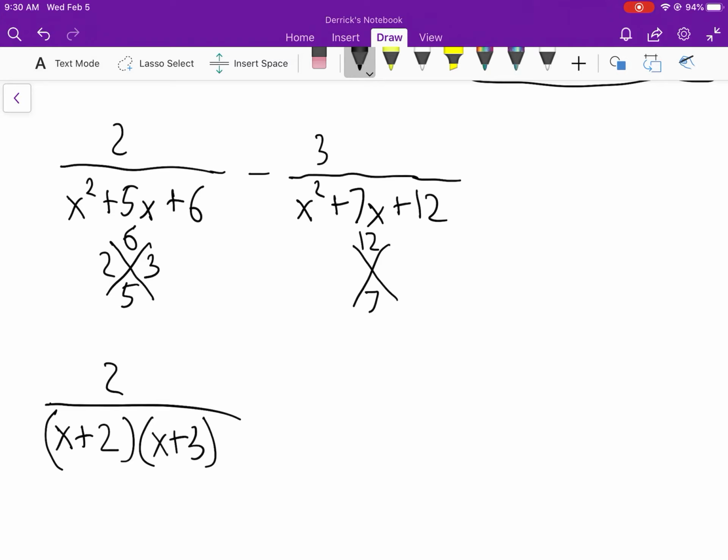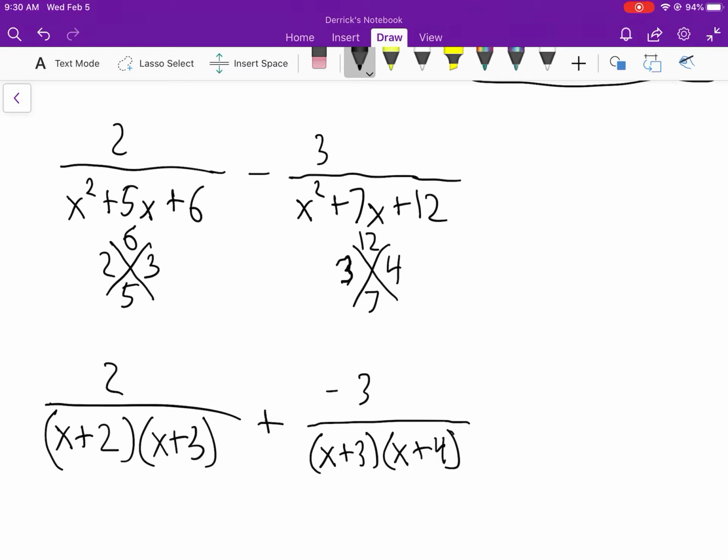My second fraction, two numbers that multiply to 12 and add to 7, would be 3 and 4. 3 times 4 is 12, 3 plus 4 is 7. While we're rewriting that fraction, I'm also going to take care of that minus. I'm going to make it a plus negative 3. And then I'll also change the denominator to x plus 3 and x plus 4. If you watched the last video, you already hopefully understand why I'm changing that to a plus and a negative 3 instead of leaving it as a minus.